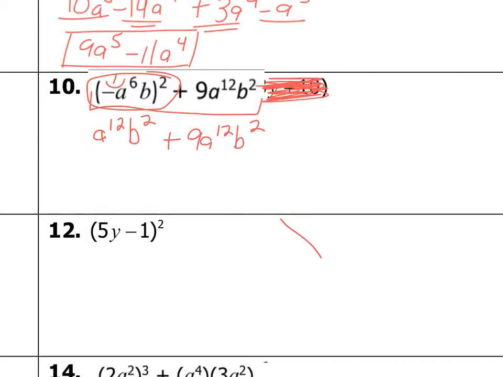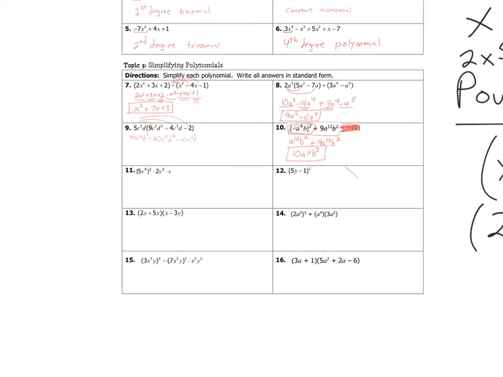Now, can we add these? Absolutely, because they have the same variables raised to the same power, so we can add them. And that would just be 1 plus 9, which is 10 a to the 12th, b to the second. This would be a 14th degree monomial. And it's only one monomial, so obviously it's in standard form.